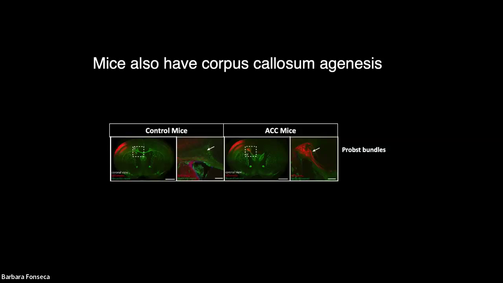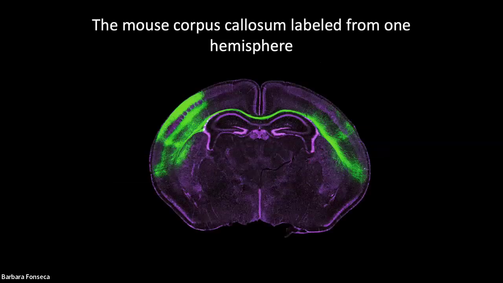Here, this is really tiny. Here is a control mouse that has a green corpus callosum. This is a sagittal view. And here is a mouse with complete ACC, and he has little Probst bundles. This is an MRI image, so we can also use MRI in mice as well.